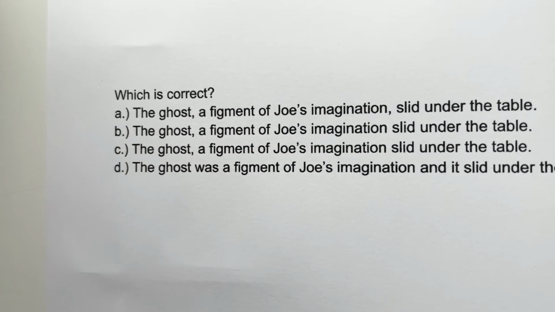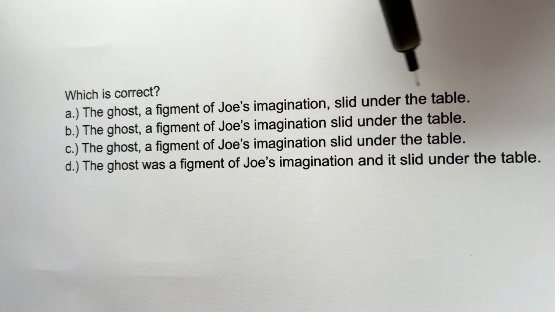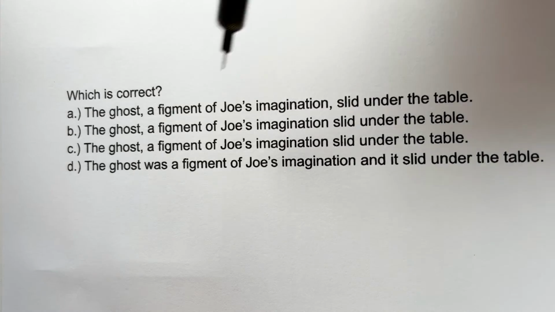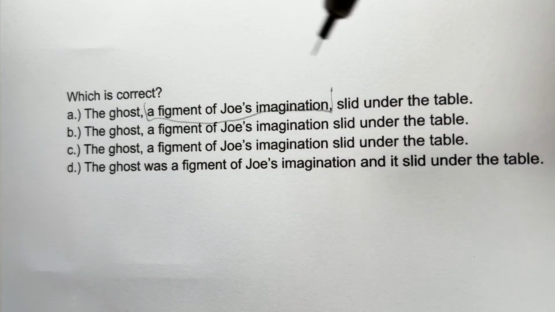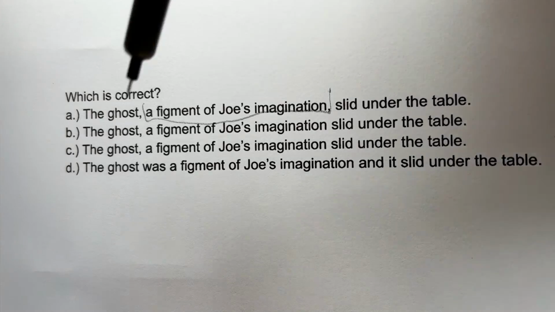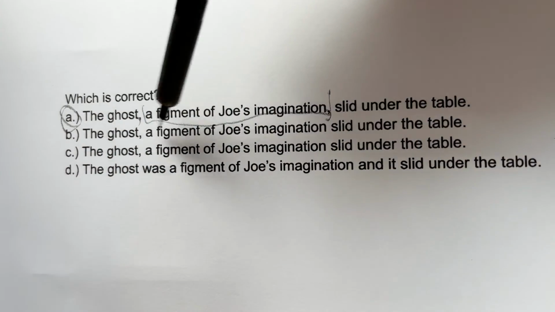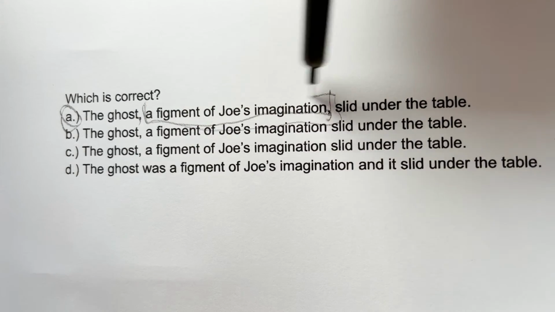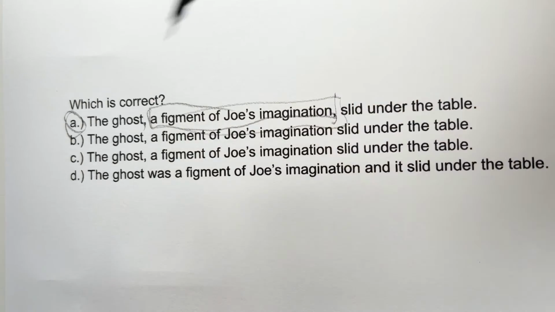And then my last tip here, so here we have the ghost, a figment of Joe's imagination, slid under the table. So we don't need this central part here. We know that from the sentence, the ghost slid under the table. That sentence makes sense. We know the subject and we know the thing that the subject did. Okay, so this would be correct because we have 2 commas, and that denotes that what's inside is not necessary to understand the sentence. And we see indeed it is not necessary, so A is correct.